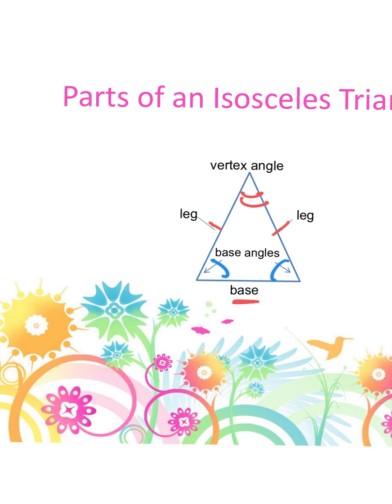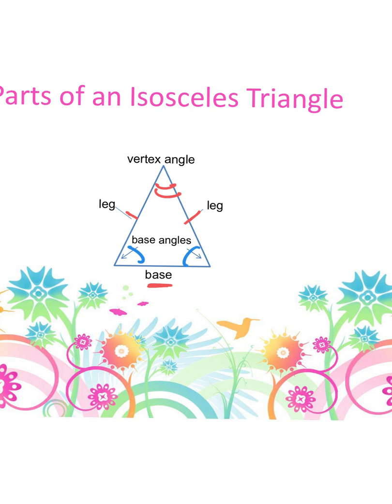Now, keep in mind that sometimes your picture is not going to be nice and pretty and sitting on the base. They may make it upside down. Just remember that the base is going to be the side that's not congruent. So the legs always have the two congruent marks. So this would be a leg, that would be a leg. And then the side that does not have the congruency mark is called the base.